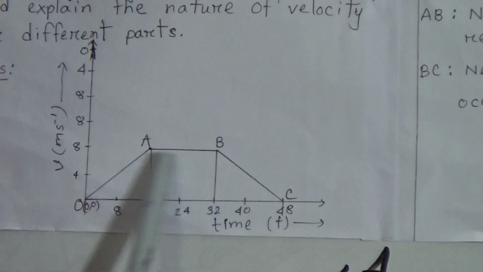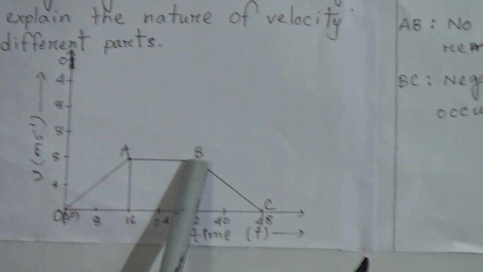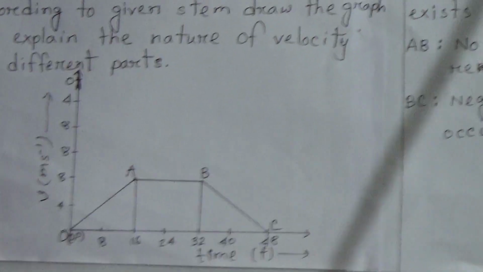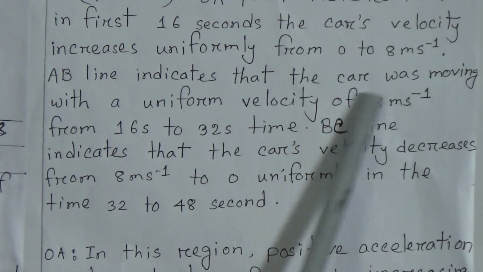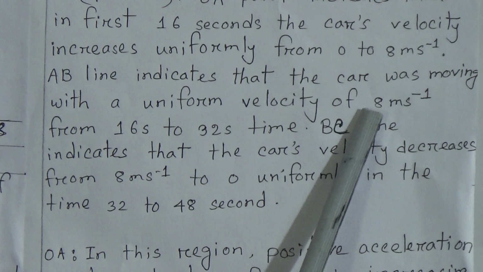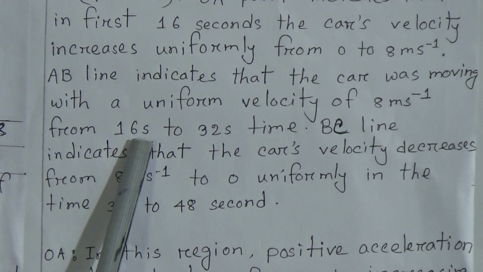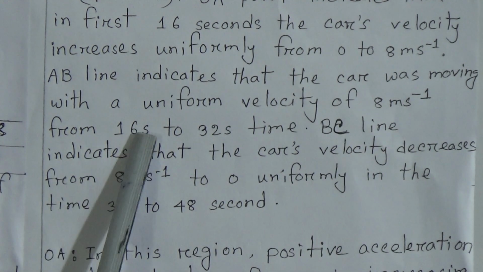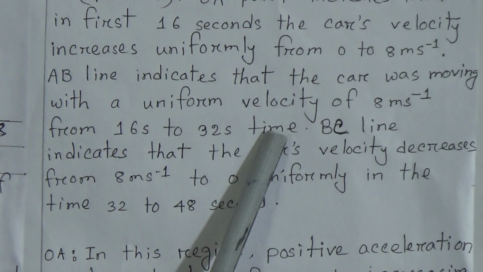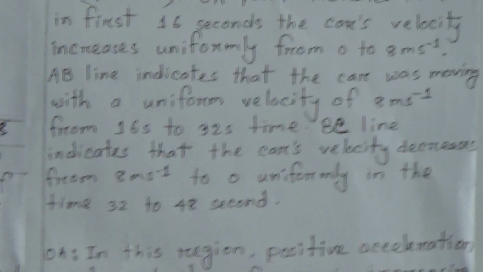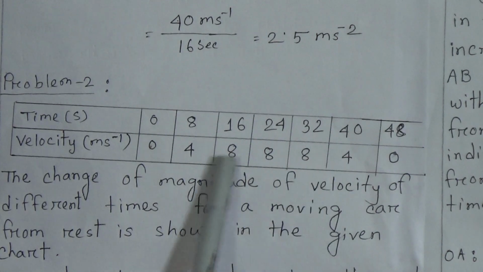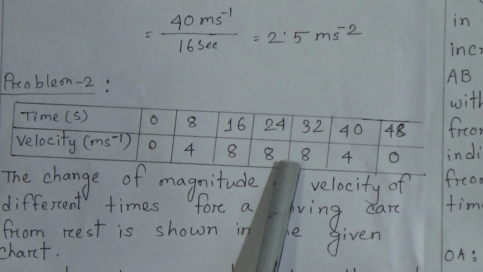The car was moving with a uniform velocity, that means there is no acceleration. The AB line indicates the car was moving with a uniform velocity of 8 meters per second from 16 seconds to 32 seconds. There the velocity is 8, 8 and 8. That means this is the uniform velocity.